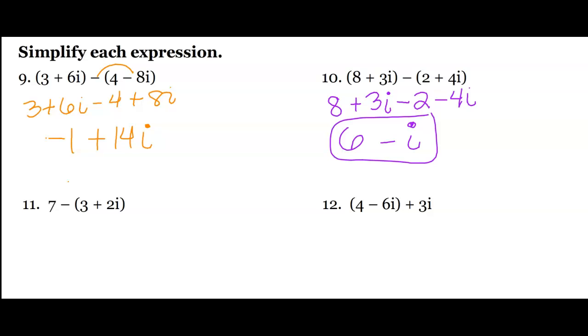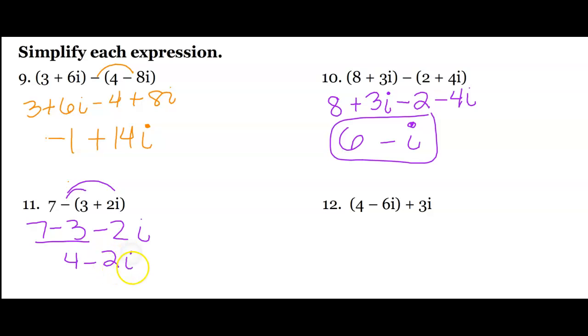So the only reason I tell you to put your curl on the i is so you don't accidentally think it's a 1 or something. I always throw a curl on it so I don't mix it up with my numbers. Okay, 11, distribute. 7 minus 3 minus 2i. Combine like terms. And my final answer?